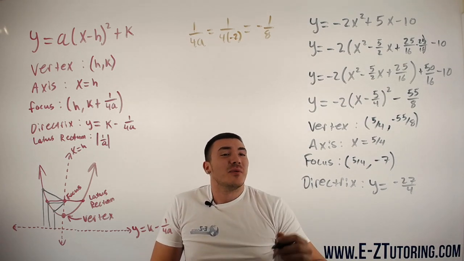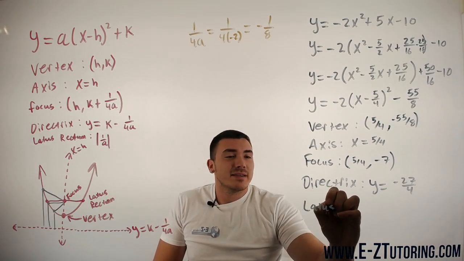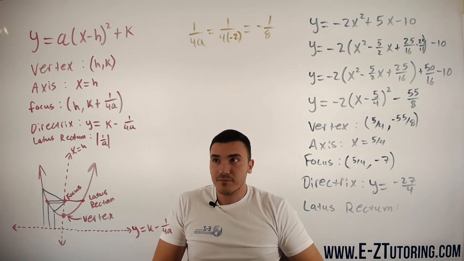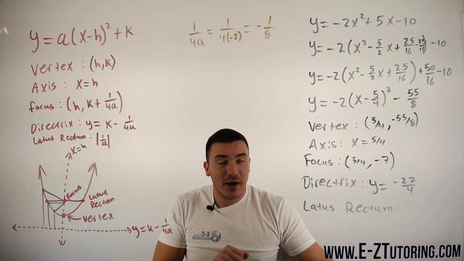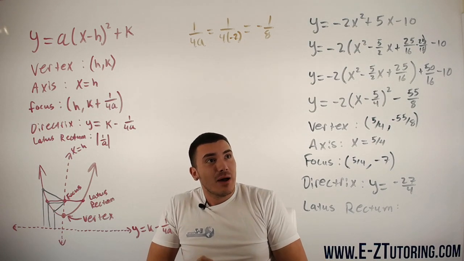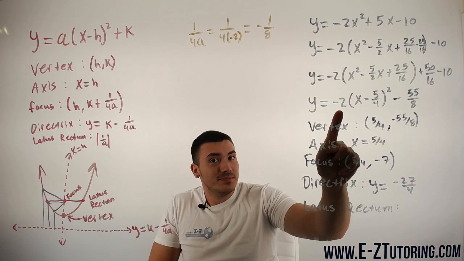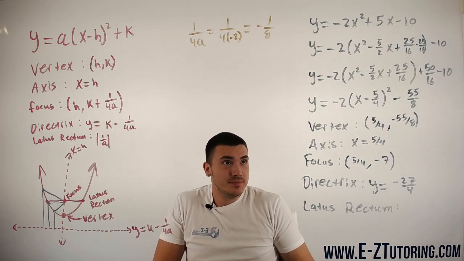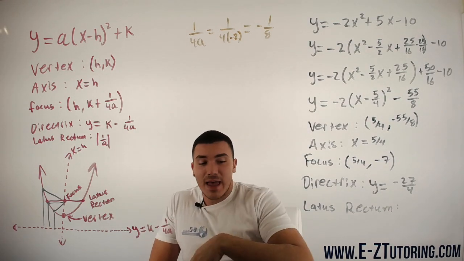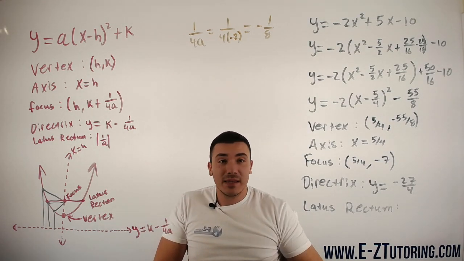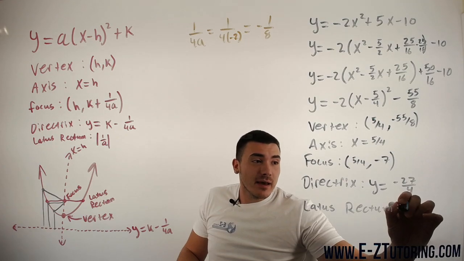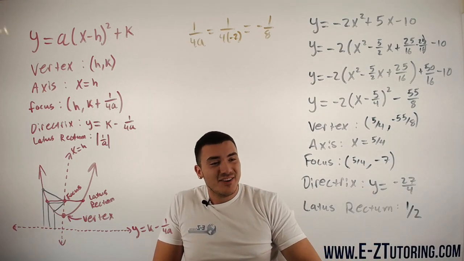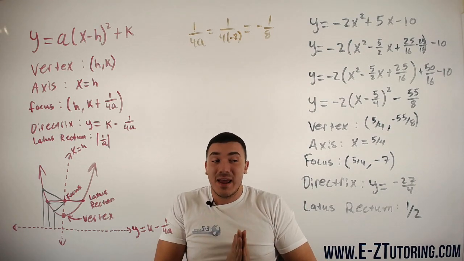Last but not least, we need to find our latus rectum. We need to find this length right here. So this length we know is the absolute value of 1 over a. Our a value is negative 2. 1 over negative 2 is simply negative 1 over 2. And then we take the absolute value of that, which turns it positive, which means our latus rectum has a length of 1 over 2. Okay, so we have found everything we need.